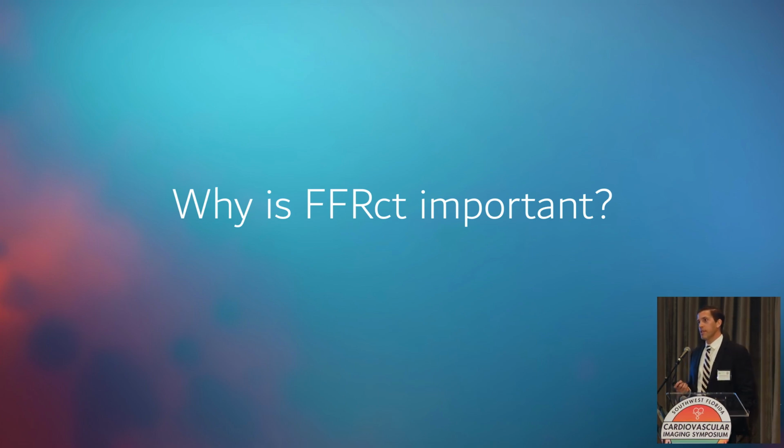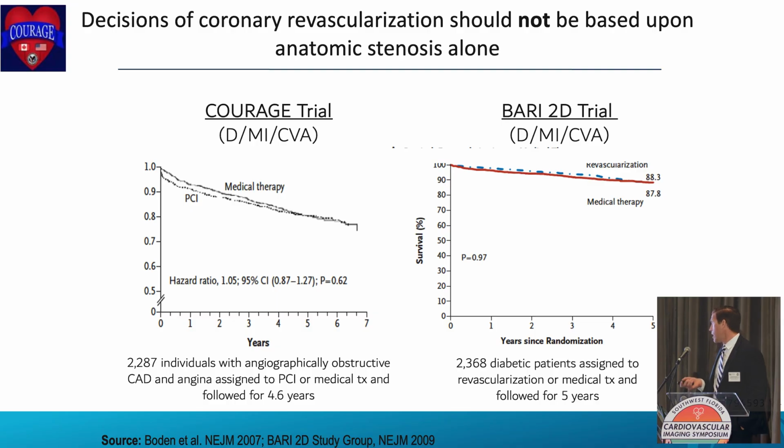So why is this important? Why are we so interested now in trying to understand physiologic information from an anatomic data set? A lot of the prior speakers have already touched on this. I think if we look at the totality of all the randomized control data that's available right now, one could reasonably assume that coronary revascularization should not be based on stenosis severity alone. That does not lead to improved outcomes.